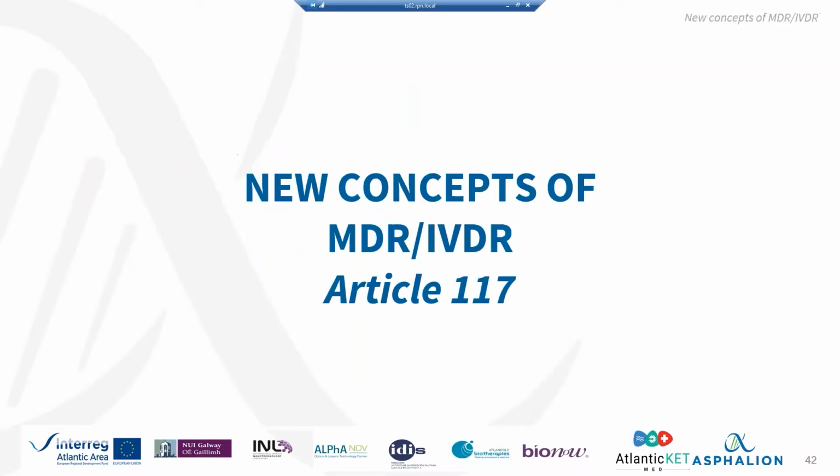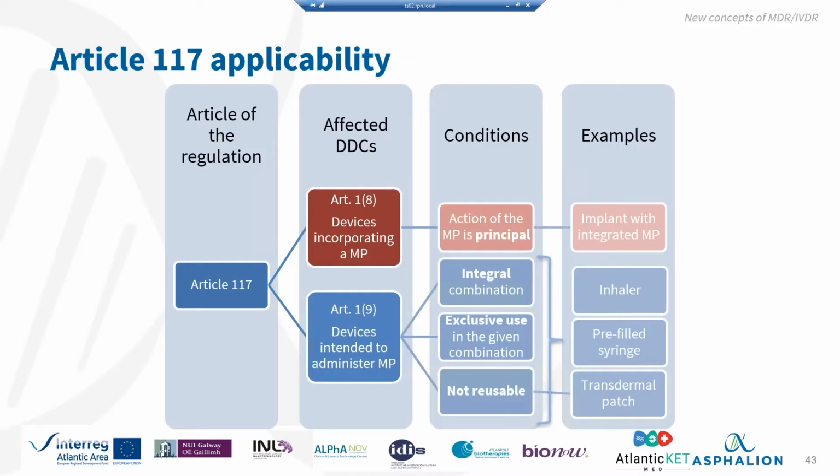Okay. So now that we know how to obtain a device and how to place it on the market, let's talk about a few topics that have been brought up by the new regulation. First, we're going to talk about Article 117. This article is applicable to the drug device combinations we mentioned before. If you remember, we had integral combination and non-integral combination. Okay. This article is applicable only to those which are integral DDCs. Okay, non-integral DDCs are not affected by this article.